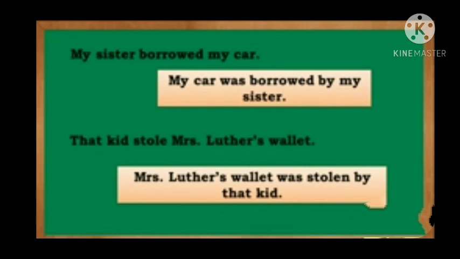Next example is, that kid stole Mrs. Luther's wallet. In this sentence, that kid is subject, stole is verb. Mrs. Luther's wallet is an object. So first the object comes first in the passive voice, that Mrs. Luther's wallet. This sentence is in past form, so we are using helping verb was. Third form of the verb stole is stolen. Then we add by, and that kid is the subject in the active voice. It comes in the end in the passive voice, that kid. So we get our passive voice sentence, that is Mrs. Luther's wallet was stolen by that kid.